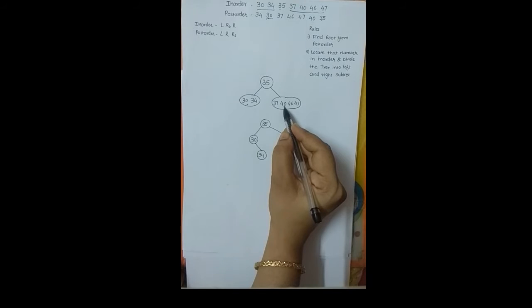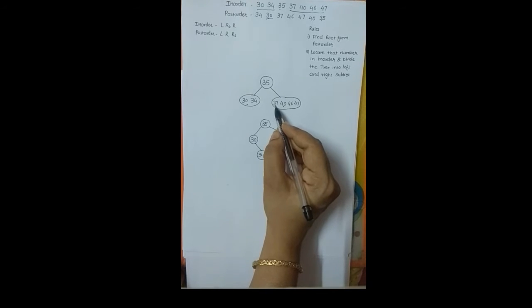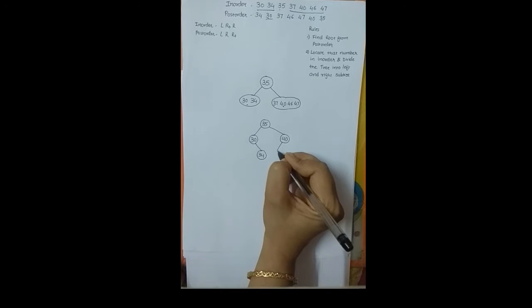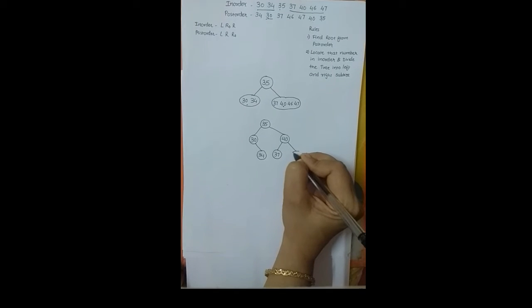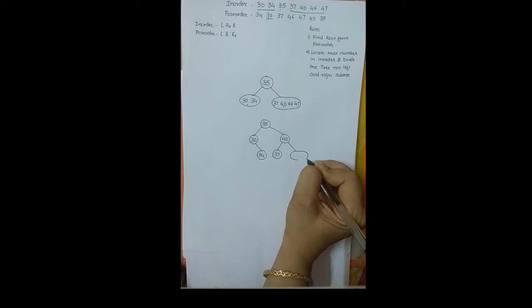Let us locate the numbers here. These are the numbers already copied from the in-order traversal. So all the values on the left of 40 go to the left, which is the only value 37. Whereas on the right of 40, I have two values, 46 and 47.